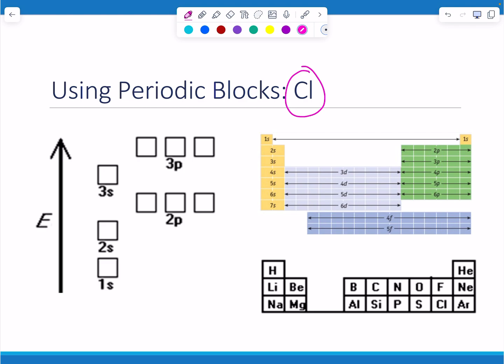So we're going to start by using the periodic blocks to write an electron configuration for chlorine in our 3 different formats. Okay? And then I'm going to have you work together to do the electron configurations of 2 different elements, and then we'll go over those. And then what we're going to do is we'll talk about D-block elements and trends in the periodic table.